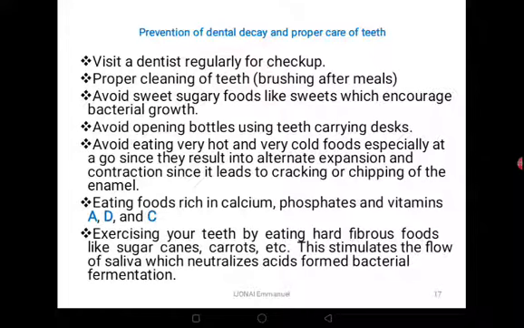This stimulates the flow of saliva, which neutralizes acids from bacterial fermentation. So you remember earlier on that tooth decay is caused by acids generated by bacteria. But saliva is usually alkaline and can neutralize those acids. So how do you stimulate saliva? Usually, you stimulate salivary release by chewing hard foods, hard material like carrots and so on.